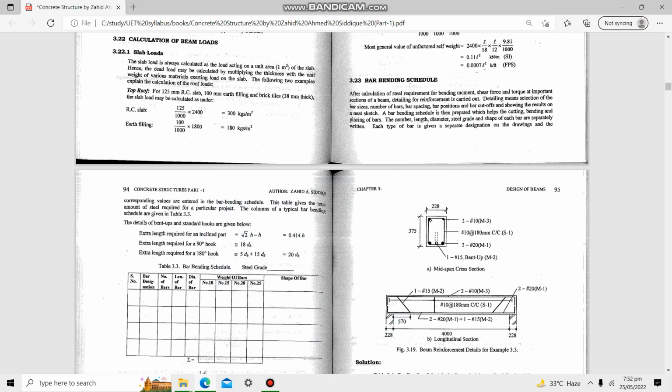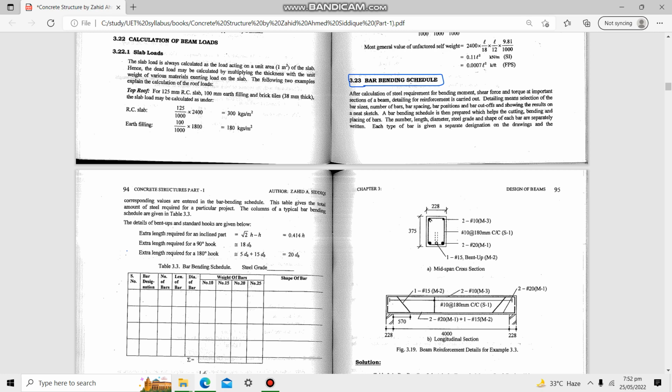Bismillahirrahmanirrahim. Today's session is about the bar bending schedule, and I would like to clear those queries like how a bar bending schedule is prepared and what is the reason of making a bar bending schedule in civil engineering for different projects, and why there is a need of making this bar bending schedule.